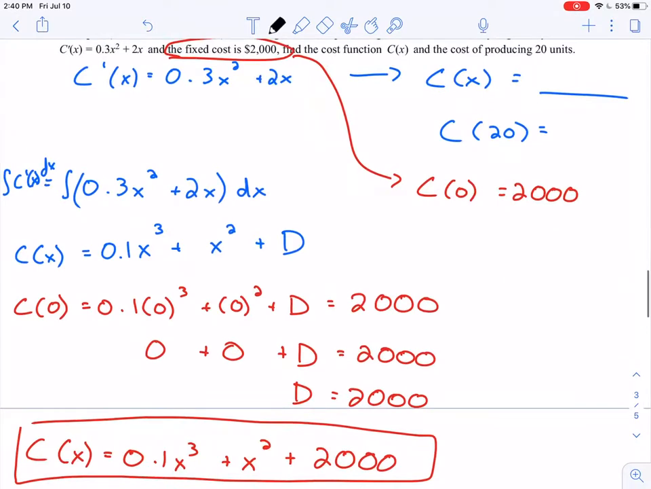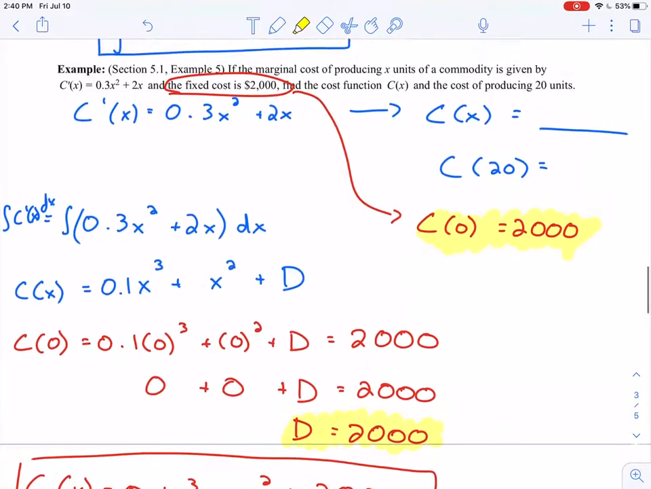One thing I'll mention about this problem, a really bad habit I'll see some students use is they'll say, hey, if I see c of 0 equals 2,000, I feel like that gives me a free pass to just conclude that my constant of integration is equal to 2,000. Please don't make that mistake. It's a very, very easy mistake to make.